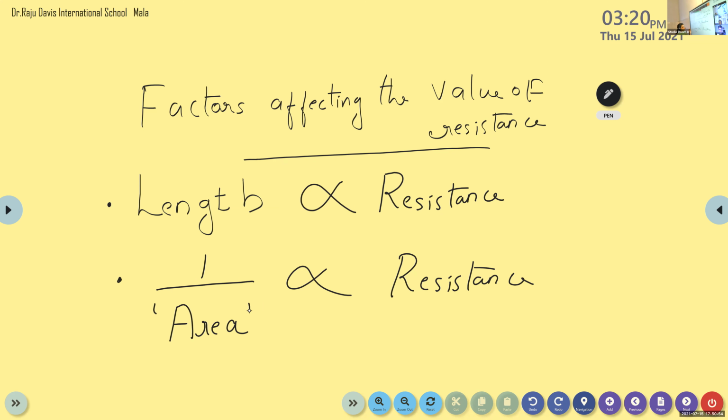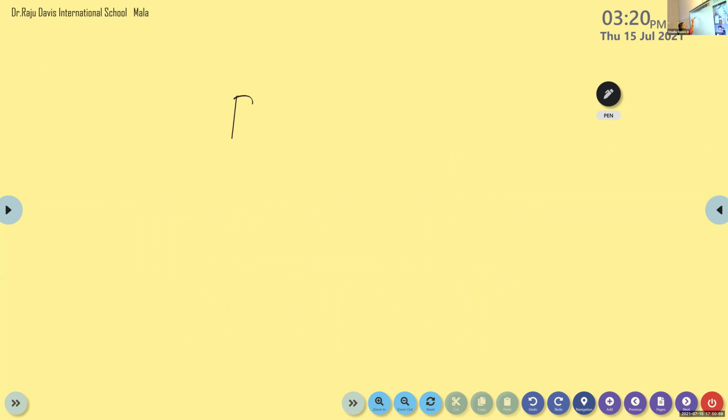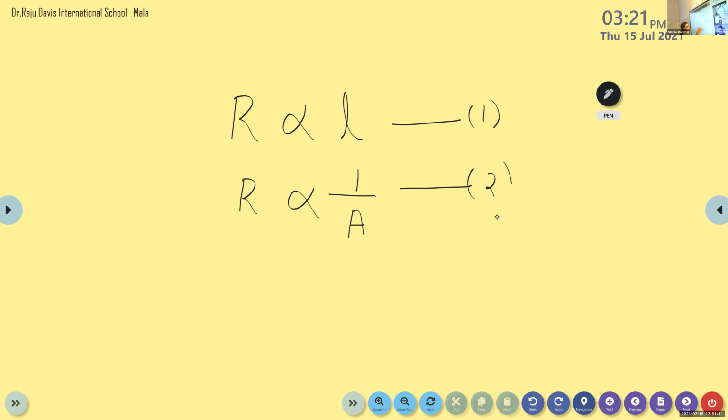Okay. So from these two, we get an equation. R is directly proportional to L. This is our first equation. And R is inversely proportional to A. This is our second equation. The resistance is directly proportional to length. Resistance is inversely proportional to area. So these are our two equations. Now when we compare these two equations, we get R is proportional to L by A.